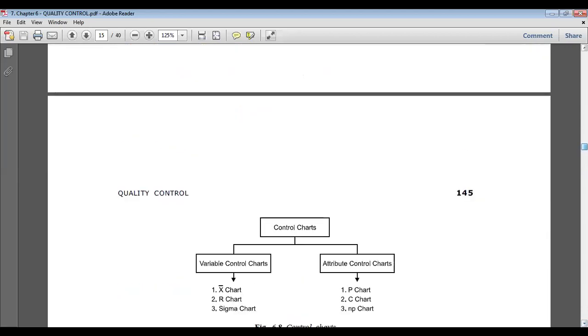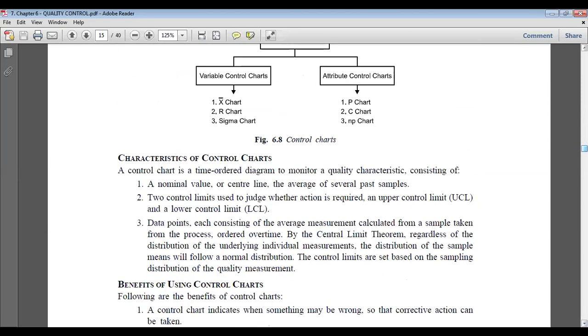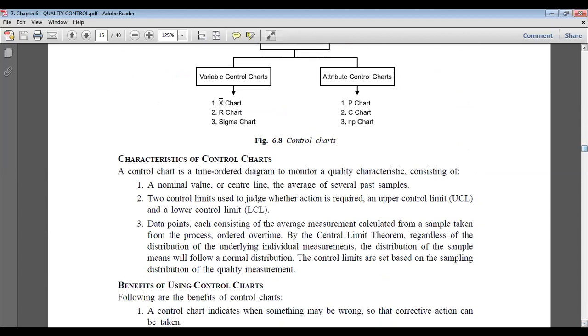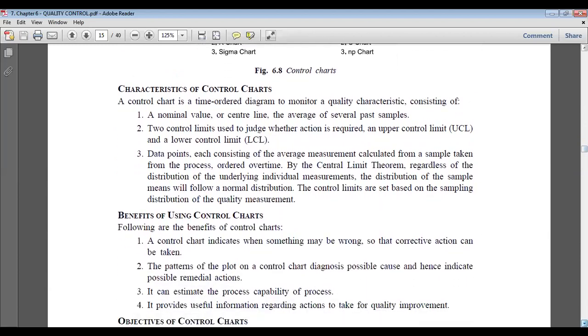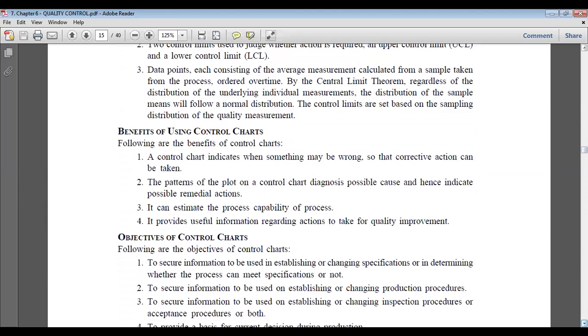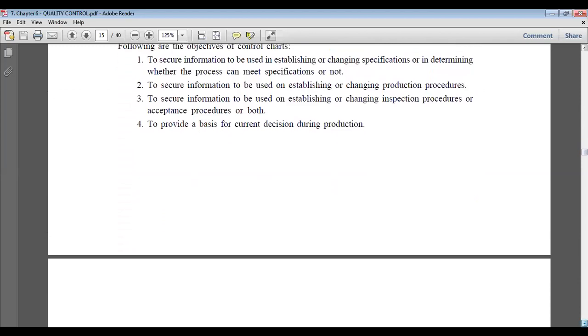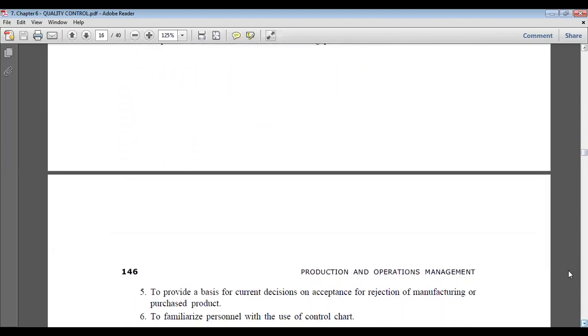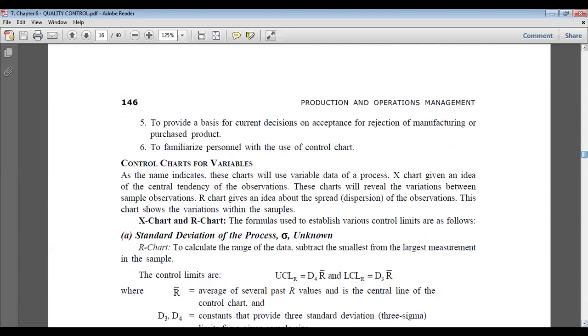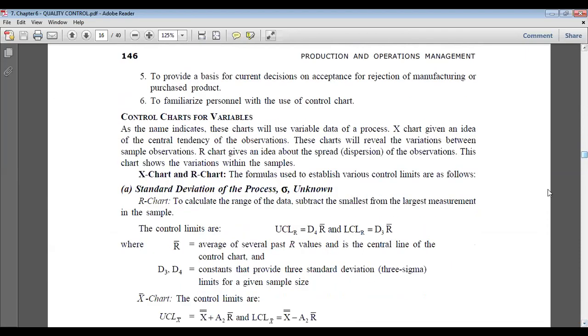First of all, we'll discuss the variable charts. In variable control charts, we have three types of charts: bar X, R, and sigma charts. What are the objectives and benefits of control charts? We already discussed the benefits, and now we will discuss how to draw control charts. First of all, for drawing control charts of variation, we'll draw the bar X chart and the bar R chart.